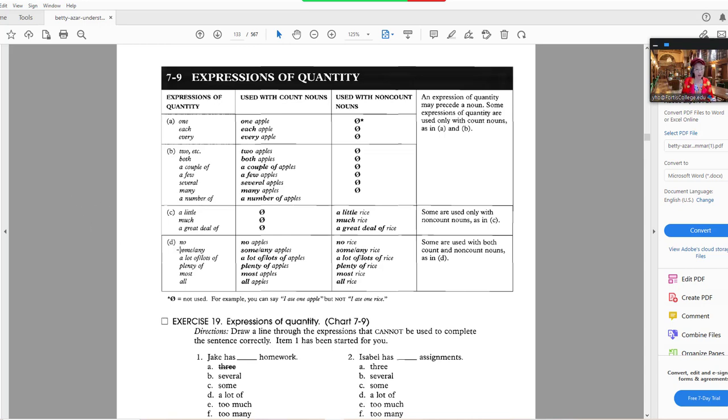Whereas these, no, some, a lot of, plenty of, most, and all can be used with both. So you can say no apples, no rice, some apples, some rice, a lot of apples, a lot of rice, plenty of apples, plenty of rice, most apples, most rice, all apples, all rice.